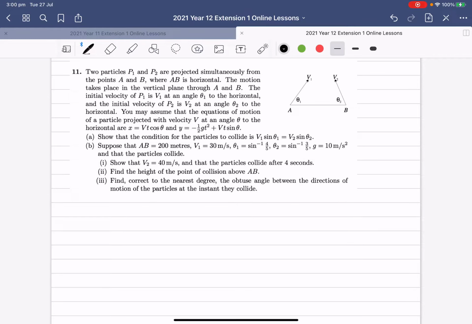Okay, all right. So let's look at this question here. This is an extension to mechanics, projectile motion question.